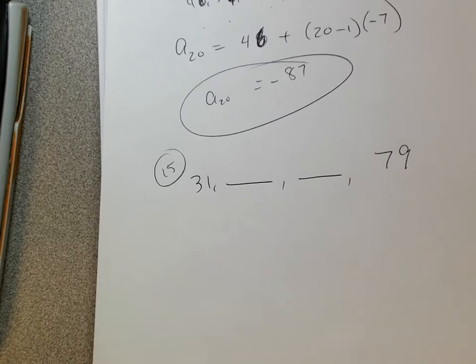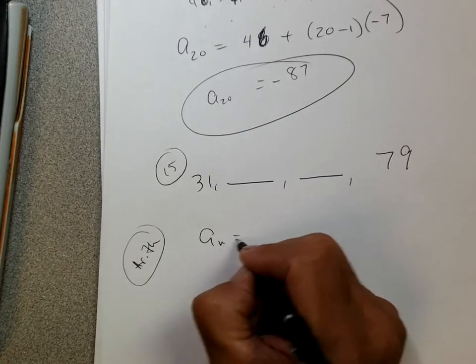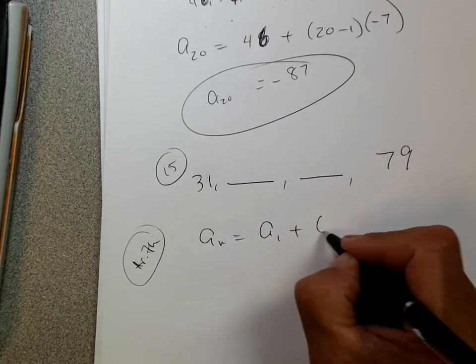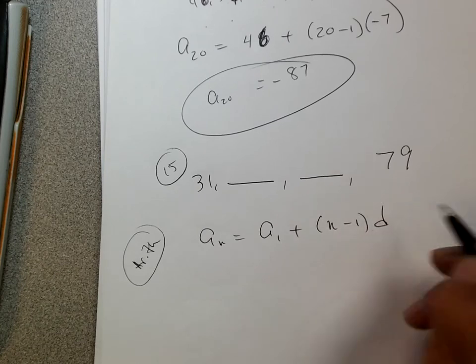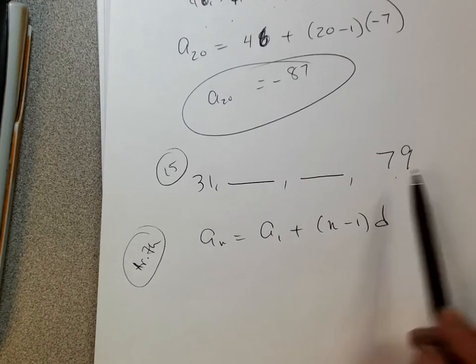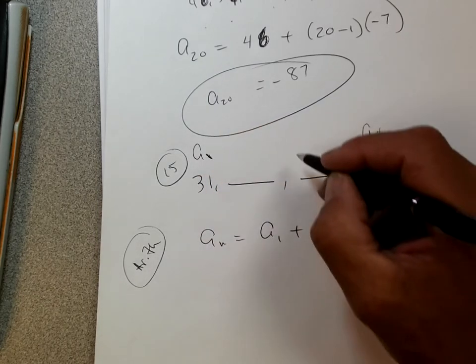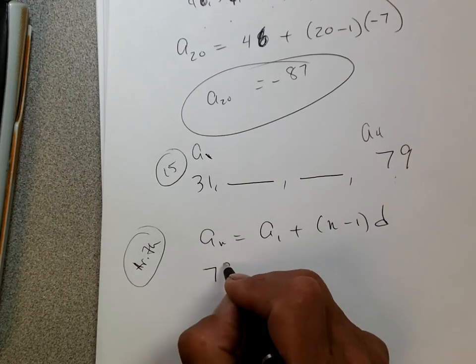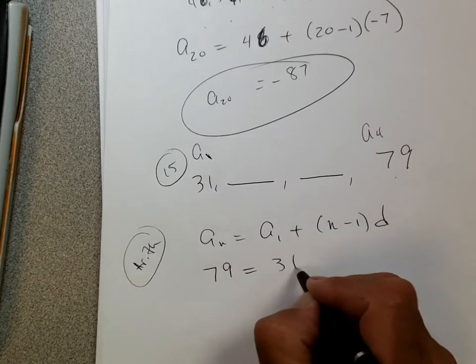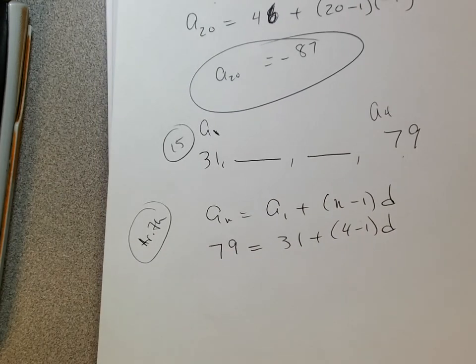Okay, so 15 says arithmetic. It does. Arithmetic. Okay, so how about I just go with a of n equals a1 plus n minus 1 times d. What I don't know is d. If I knew d, I could make the darn thing, right? I don't know d. But I know the 4th term. I know a4. I know a1. I know there's 4 terms, so I'm going to go 79 equals 31 plus 4 minus 1 times d. Okay, the whole idea is to find d. Once I find d, I can create this darn thing, okay?